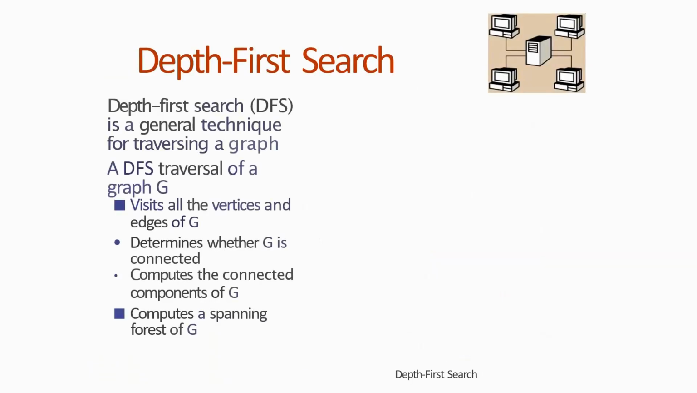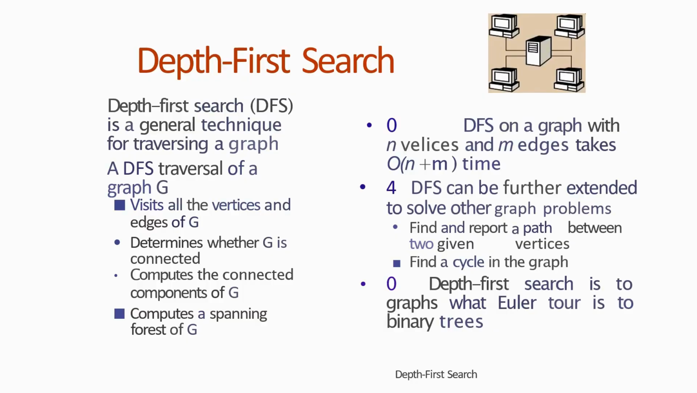And here we have the concept that DFS is a general technique for traversing a graph. A DFS traversal of G visits all the vertices and edges of G, and determines whether G is connected or not. It computes the connected components of G, and computes the spanning forest of G. Like that, here the center is the main connectivity of the whole nodes. And we can see that DFS on a graph with n vertices and m edges takes O(n plus m) time, right? DFS can be further extended to solve other graph problems: find and report a path between two given vertices, and find a cycle in the graph.